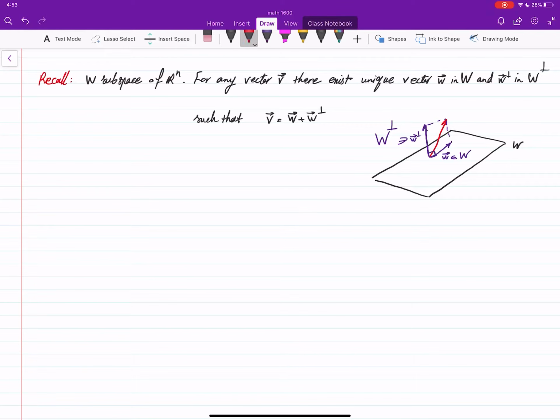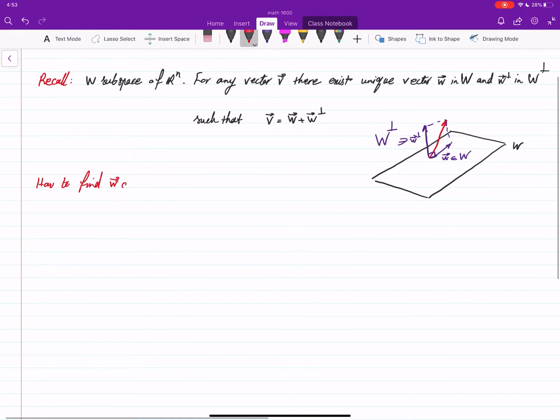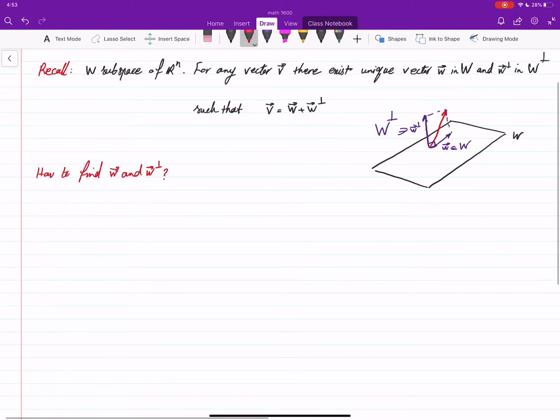Okay, but how do we find w and w perp? In another video we saw that there is a pair of vectors that we can compute when we fix an orthogonal basis for W. And when you compute those, since these vectors are unique, the result is what we are looking for.